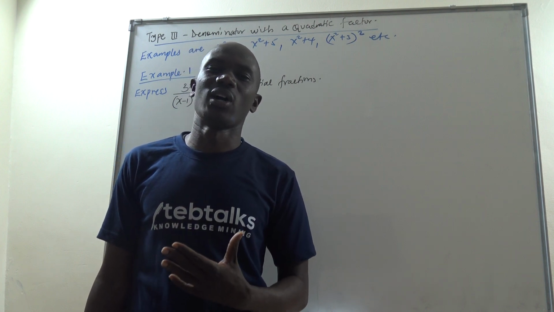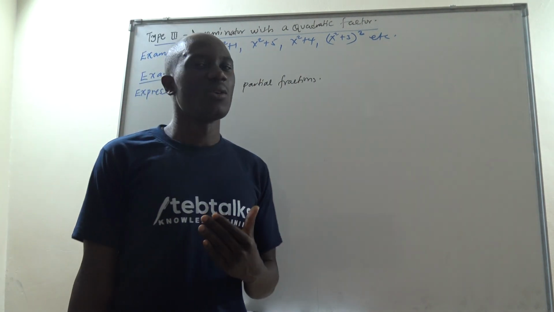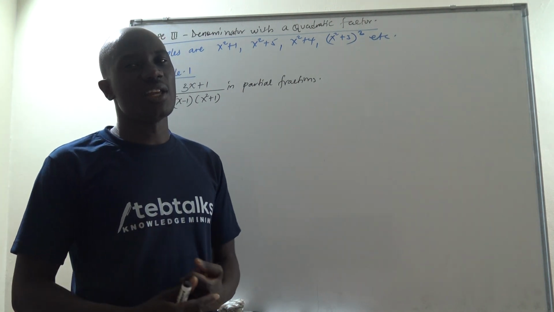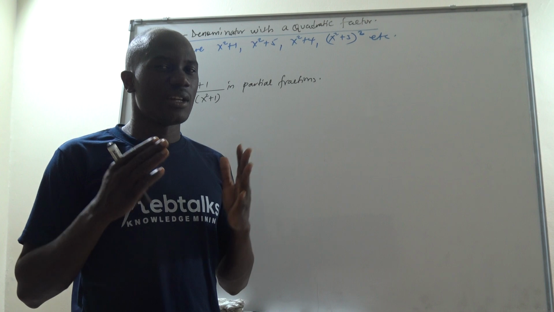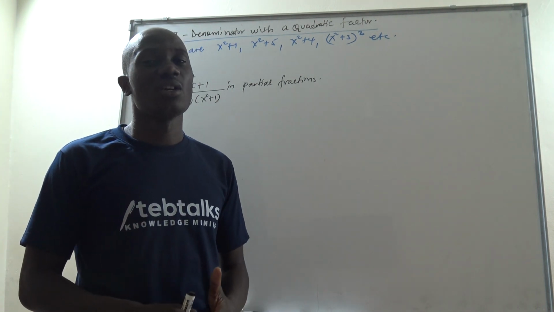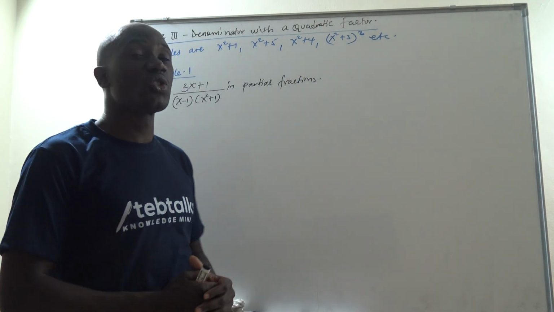Today we are going to look at partial fractions, and we are going to go to type 3 where the denominator has a quadratic factor. So with this scenario we are looking at quadratic expressions which cannot be factorized, which have no exact factors. Examples are like x squared plus 1.